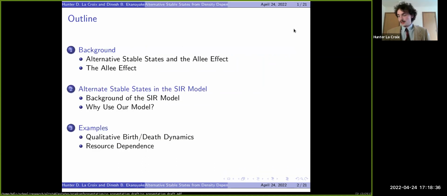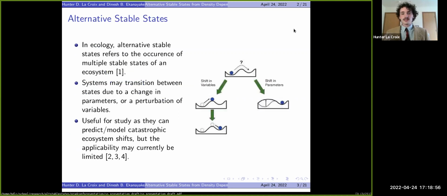The outline is going to be, I'm going to build a background and explain what alternative stable states are, what the Allee effect is and how it relates to alternative stable states. Then I will explain the SIR model and explain what our generalized version of the SIR model allows us to do, with some examples in the end as well. All right, so alternative stable states.